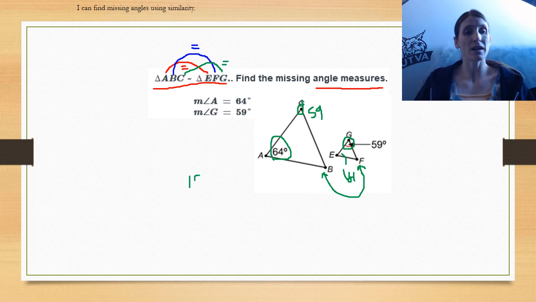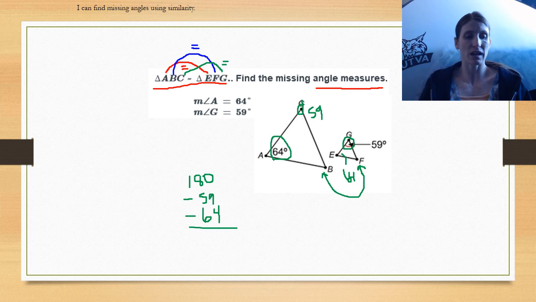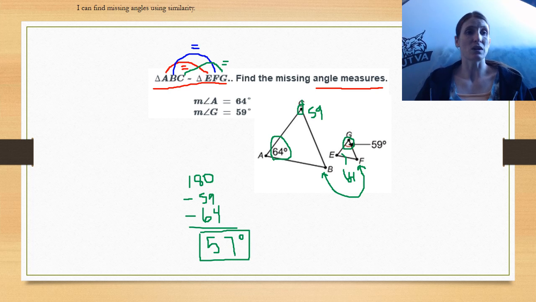So I can do 180 minus 59 minus 64. Because those have to all add to give me 180. So if I know the 2 and I subtract them from 180, I can get the third. All right, so 180 minus 59 minus 64 gives me 57. And that, my friends, is our answer. 57 degrees is what B equals, as well as F, because they are corresponding. They're congruent.